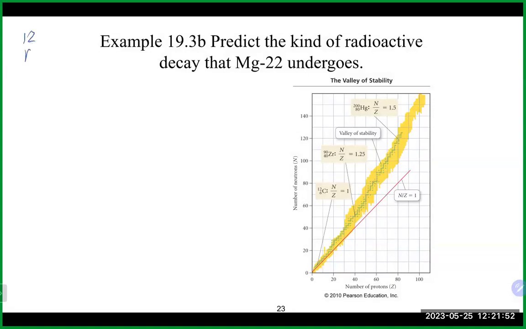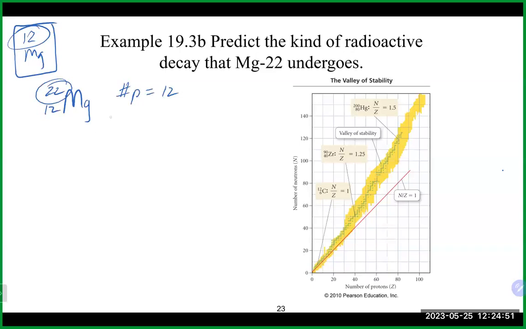Magnesium is number 12 on the periodic table. Let's take a look. So we've got magnesium-22. Once again, we can go to the periodic table to get our atomic number. Our atomic number gives us our number of protons, which is 12. Our neutrons are found by subtracting the atomic number from the mass number. That gives us 10, right? Because mass number is protons and neutrons, and atomic number is protons. So if you subtract them, that is how many neutrons you have in this case. Basically, top number minus bottom number. That gives us our way to calculate our N to Z ratio.